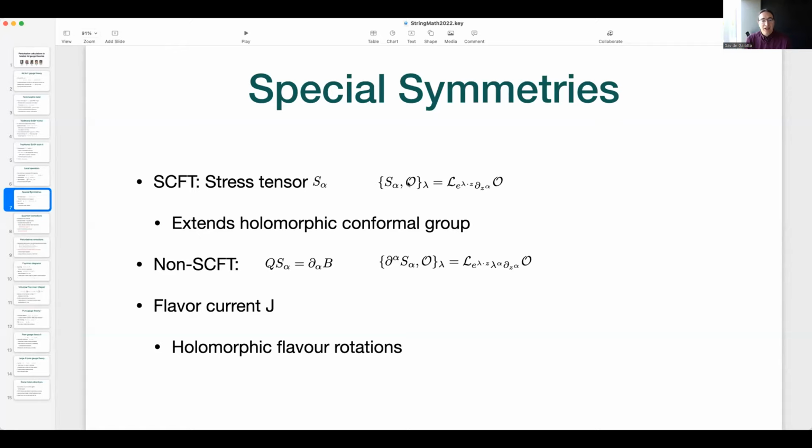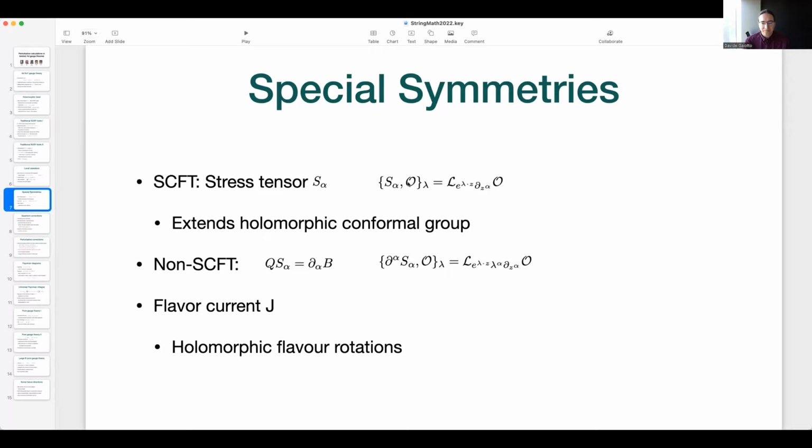And then in non-conformal field theories, in theories which have no R symmetry, it's not Q-closed, but Q on this holomorphic stress tensor gives you a total derivative. And so the divergence of the stress tensor is still Q-closed, and it generates Hamiltonian symplectomorphisms of space-time, which is an infinite extension of holomorphic Lorentz transformations. So depending on whether your theory is a CFT or not, you might have a bigger or smaller infinite-dimensional symmetry group, which is a four-dimensional analog of the Virasoro symmetry.